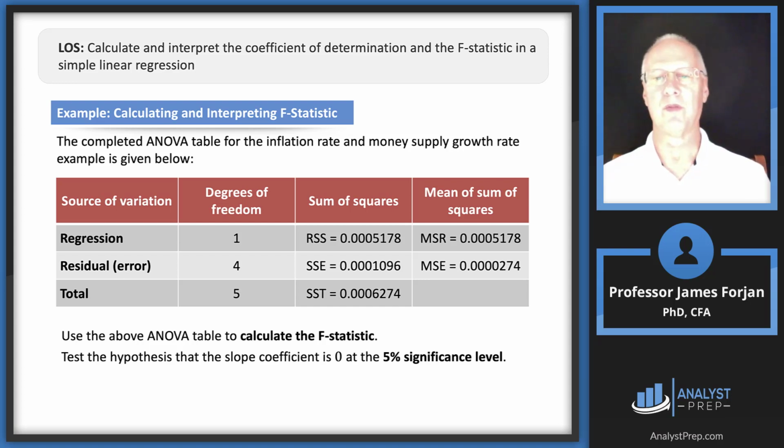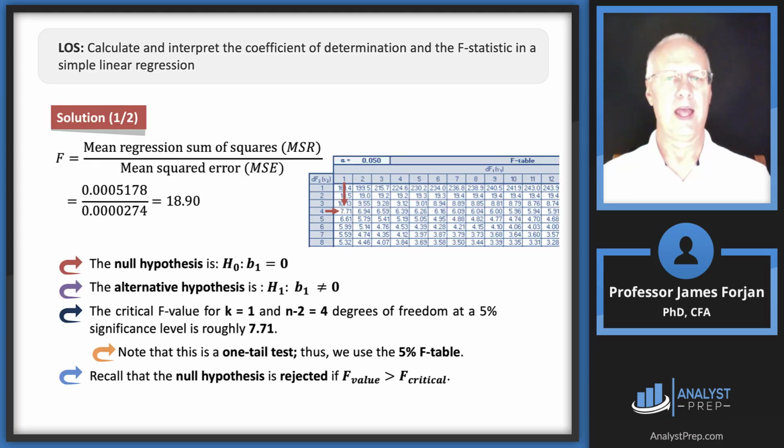All right, so sum of the squares, you get those numbers there, and then the mean of the sum of squares, you just do that division, and using the above, calculate the F statistic at the 5% significance level. And there you go, you get 18.90.